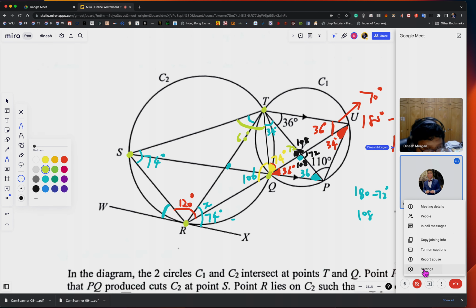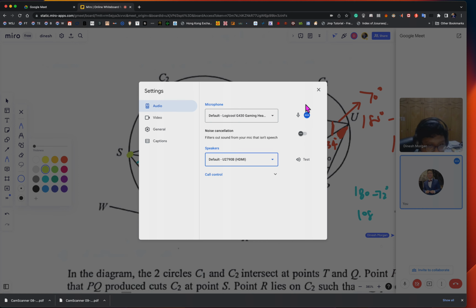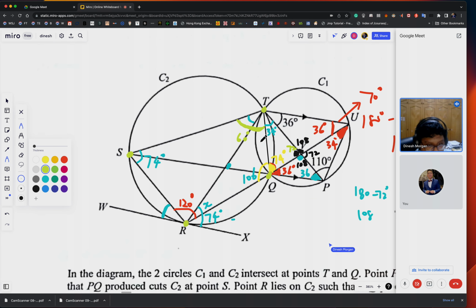So it's 60, right? Wait, but this thing doesn't add up. The 72 plus 34, plus... no wait, 110 minus 36. No, this 110 is the whole thing. So the 110 minus the 36 will give you this part. What's this? 74, right? Never mind. I'm looking at this. Is this 60? Because this is 120, so the opposite segment is 180.